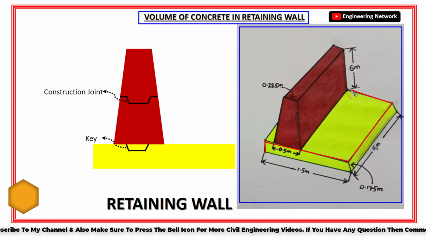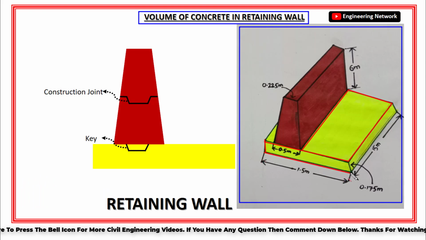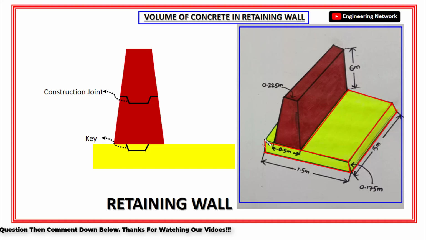As you can see here, this rectangular shape is basically the base slab of the retaining wall, and its main function is it supports the retaining wall and plays the role of footing. Okay, and the second part is the stem of this retaining wall. As you can see here, this vertical member is called the stem of the retaining wall.